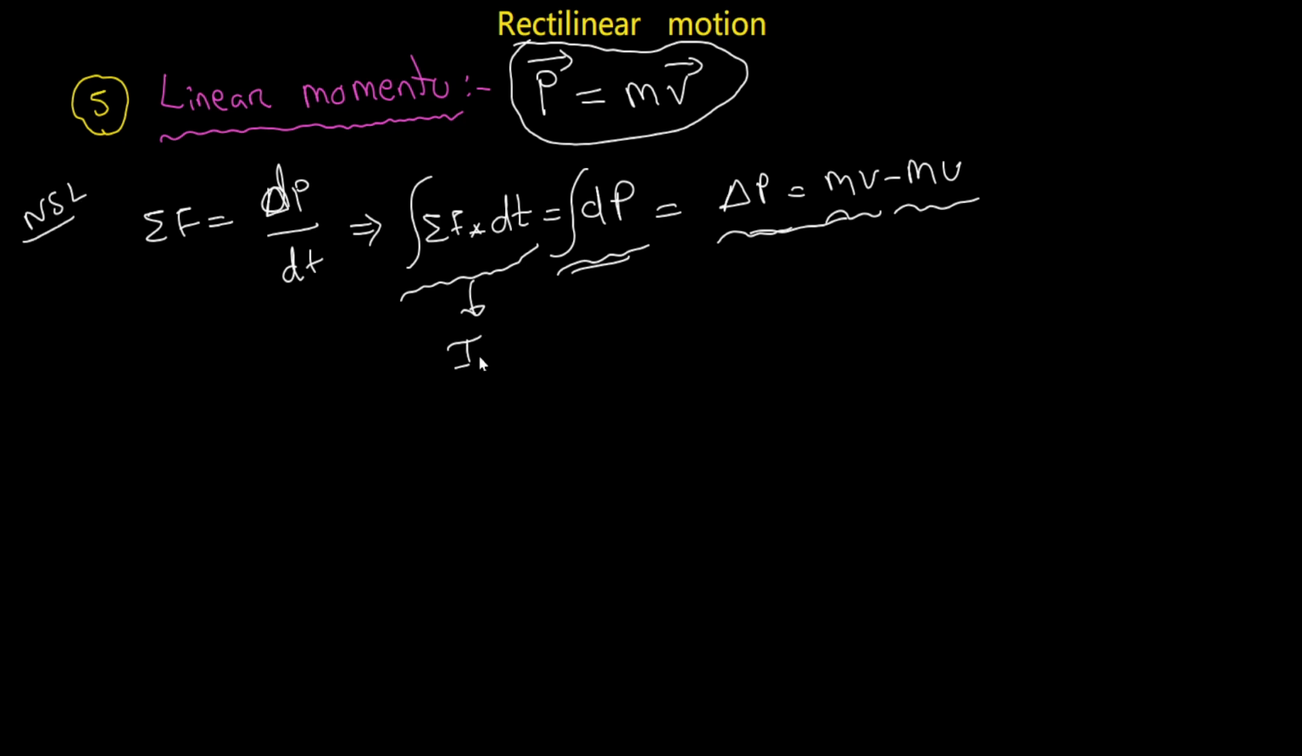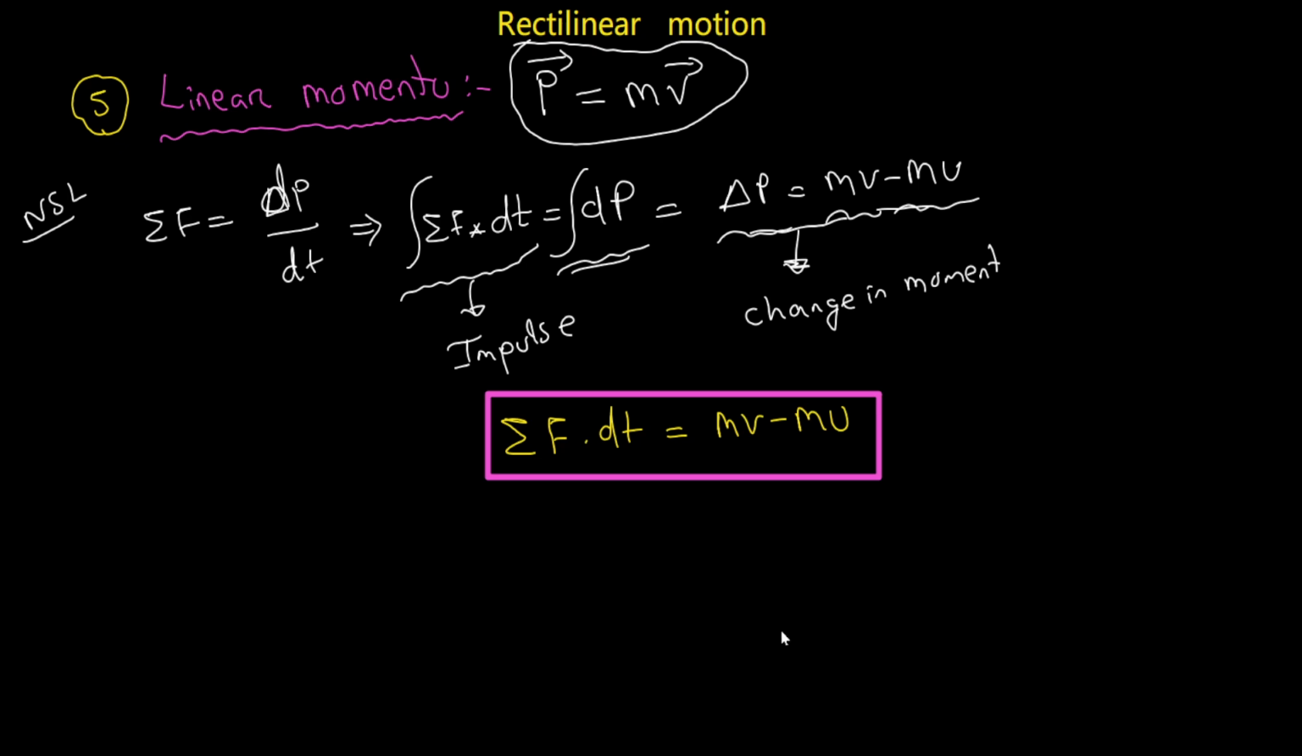This is called impulse: force into time, which equals the change in momentum. So impulse is nothing but change in momentum. In principle I can write over here the integral of net external force dt with respect to time is nothing but mv minus mu. This is a principle that's called the impulse momentum principle.